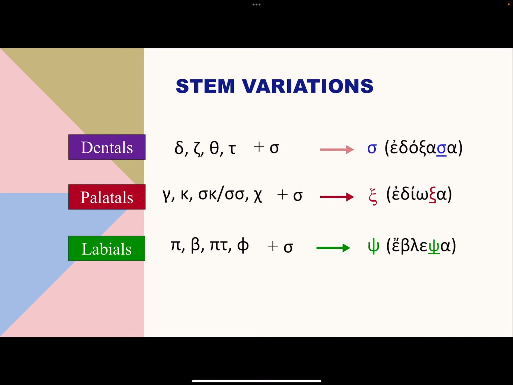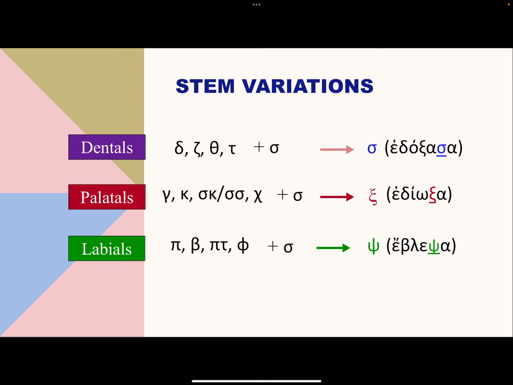So when you add that sigma onto a word that has, let's say, a dental at the end, your dental is going to drop out. So your d, t, th, those dental sounds, the sounds that you make with your teeth. The guttural or the velar or the palatal sounds, those ones that you make in your throat, the g, k, ch sounds, just like we saw when we were doing the future, when they come up against the sigma tense formative for the aorist, they're going to combine and make a xi, right? Exactly the same.